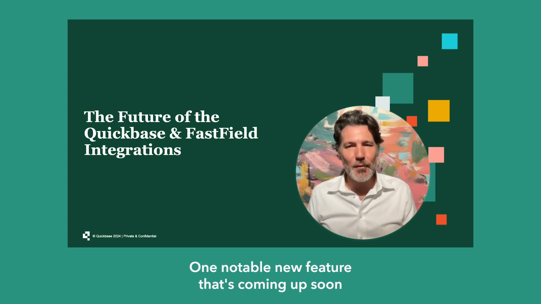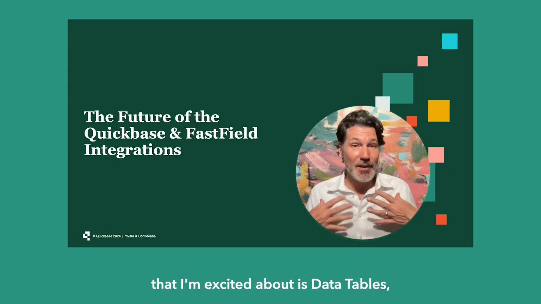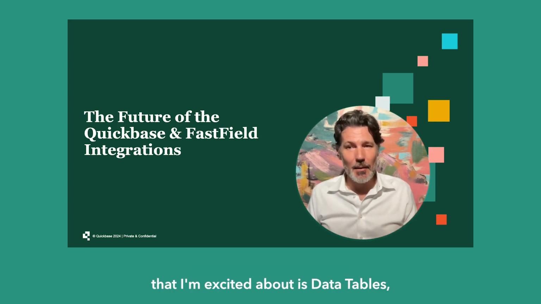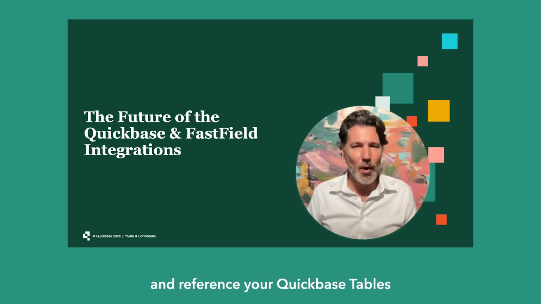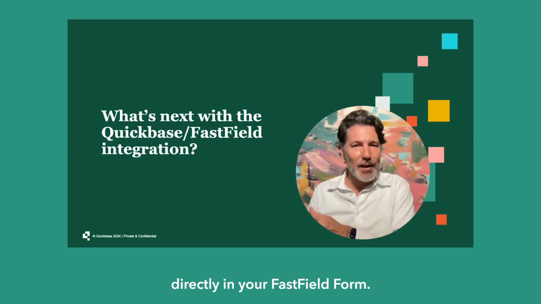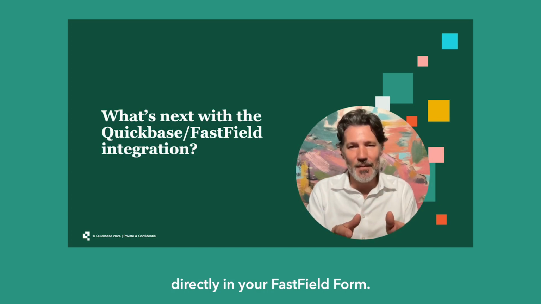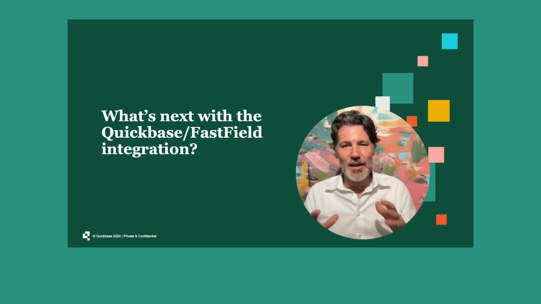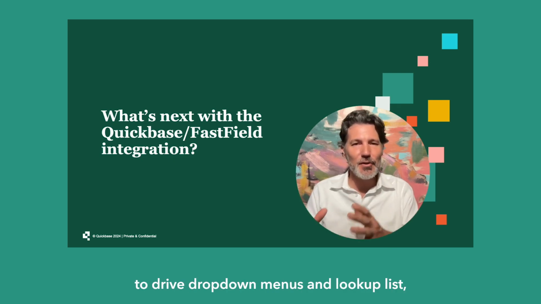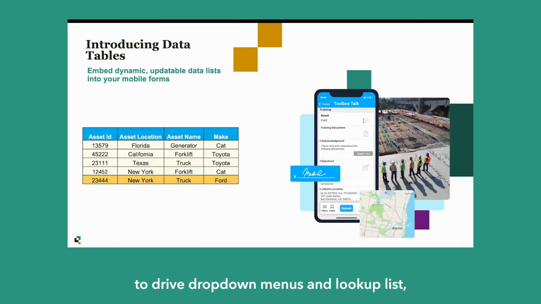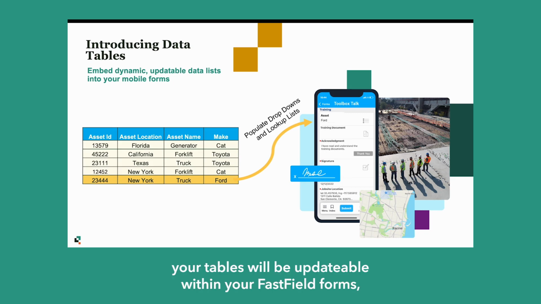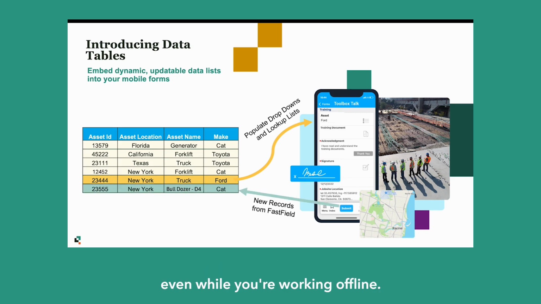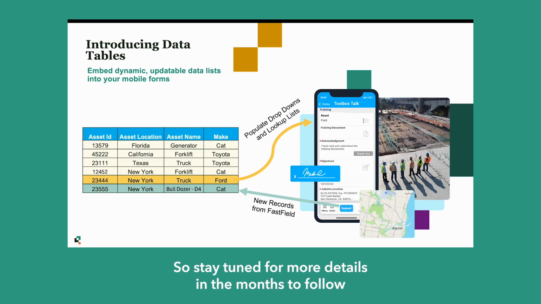One notable new feature that's coming up soon that I'm excited about is data tables, which will provide the ability to retrieve and reference your Quickbase tables directly in your FastField form. What this means to you is that your Quickbase data can be used to drive drop-down menus and lookup lists, and best of all, your tables will be updatable within your FastField forms even while you're working offline.